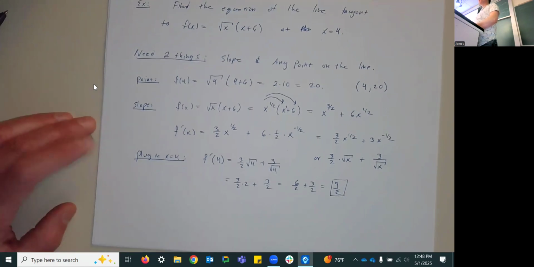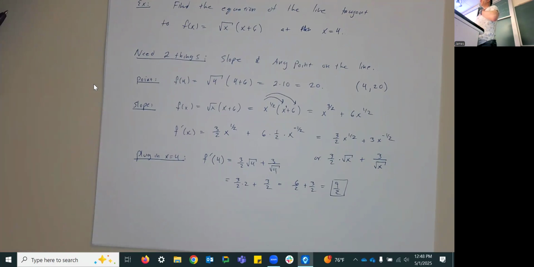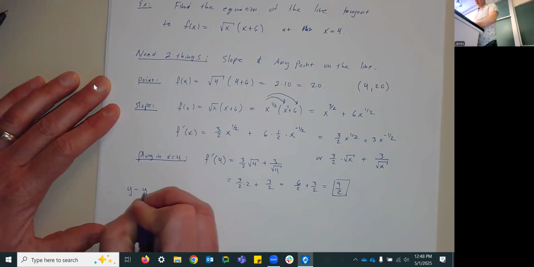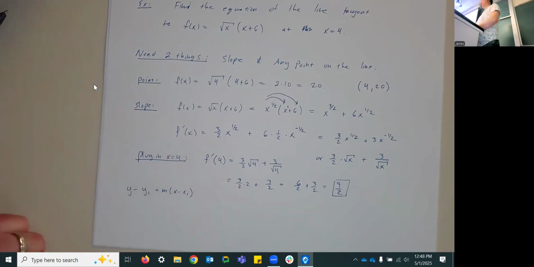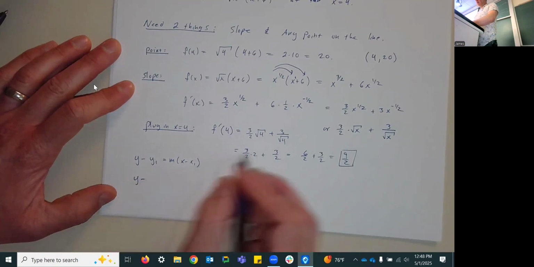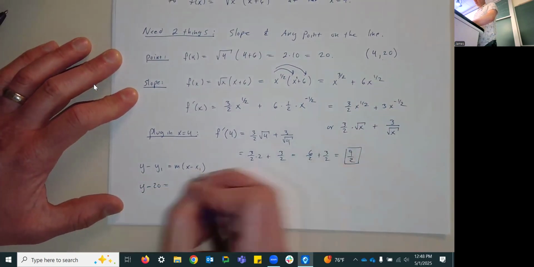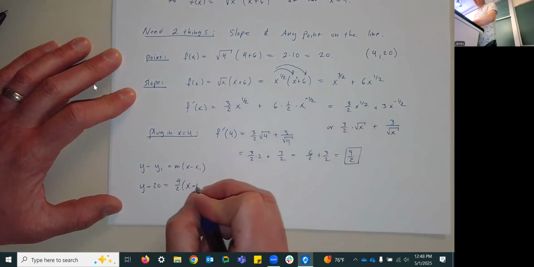Okay, we're almost done. We found all the things. Now we need to put it all together in the equation of a line. Personal preference, I like the point slope form, meaning I like to start with y minus my y coordinate equal to my slope times x minus my x coordinate. That's the way I would always start. If we do it that way, we get y minus 20, the y coordinate, equal to my slope, which is 9/2, times x minus the x coordinate, which was 4.